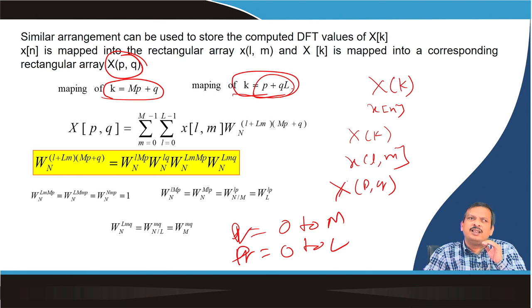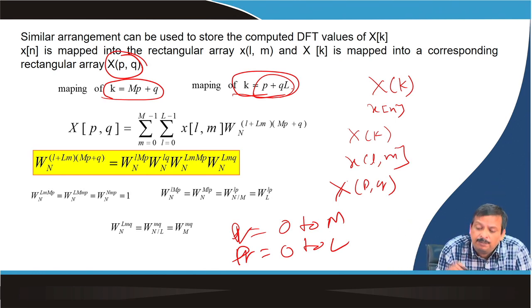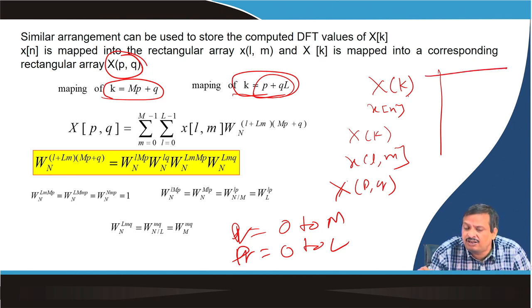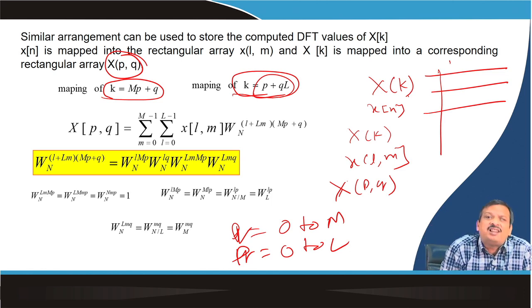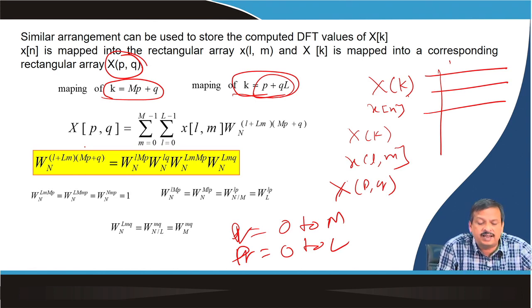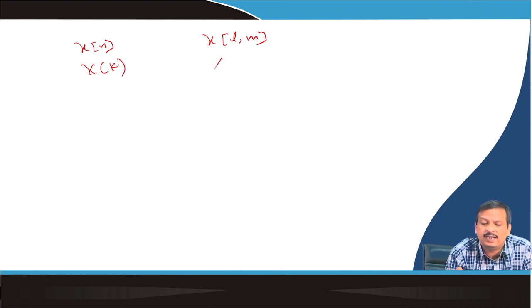So, I can say that xk is stored row wise or column wise, both are possible. Now, if xk is stored row wise or column wise, then what is the DFT? So, this is my DFT equation. Let us say I will take another slide here. So, I have an x of n, instead of x of n I get x of Lm, then I have an x of k, instead of that I get a capital X of p and q.